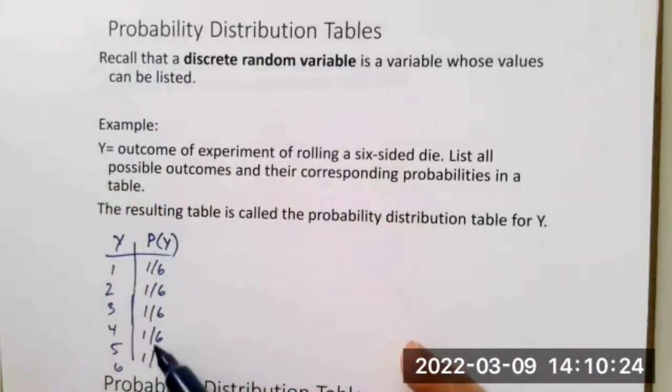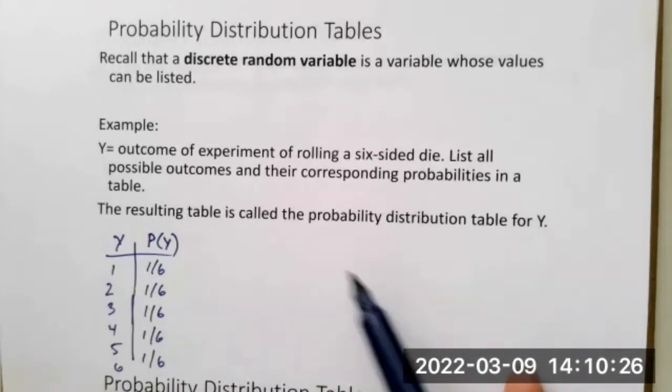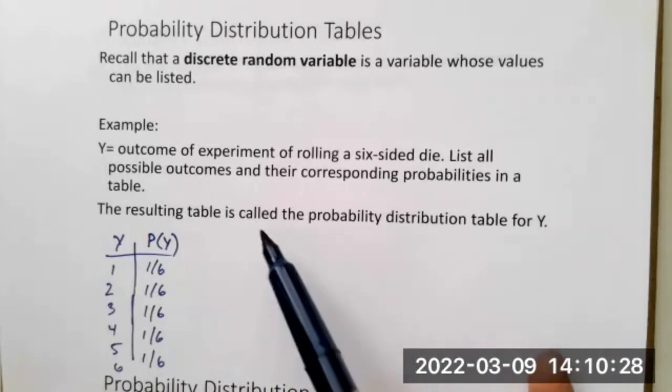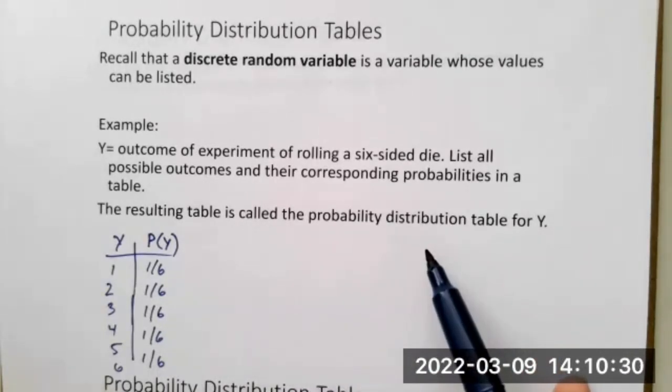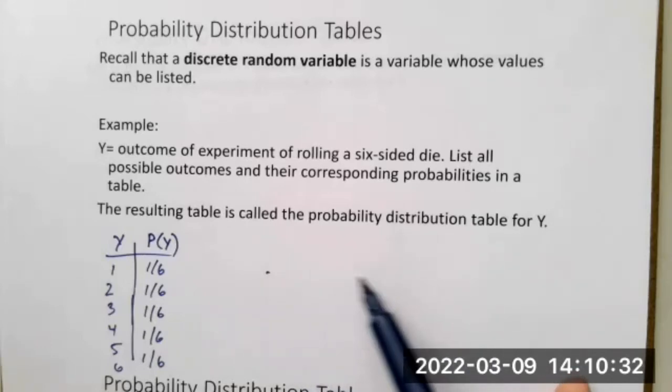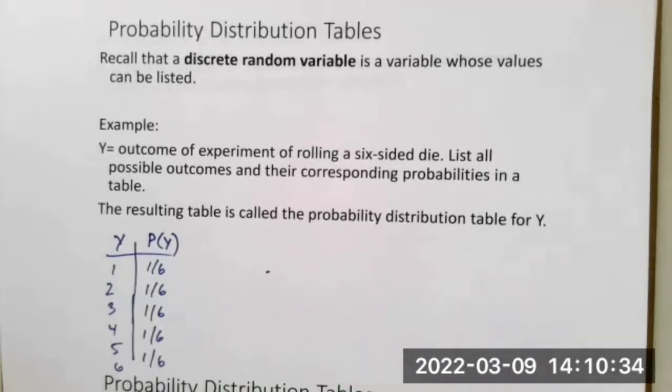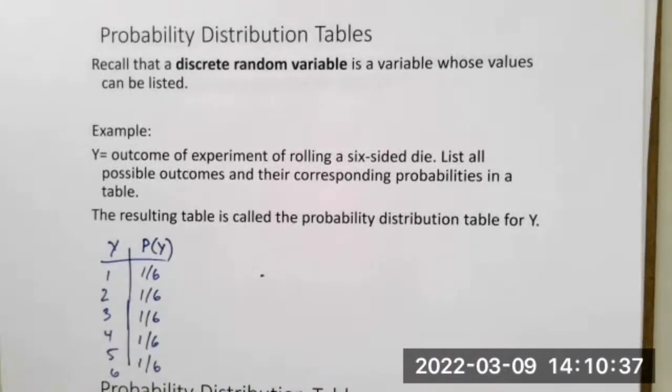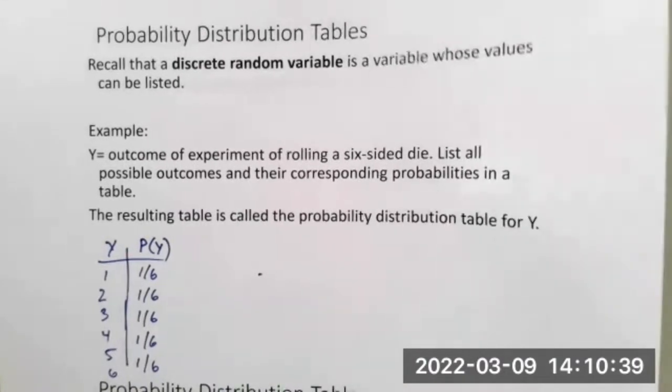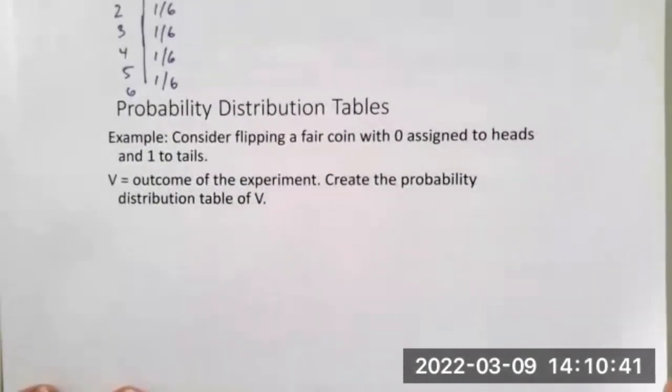They don't have to be vertical, they could be horizontal, where the first row would be your variable Y, and your second row will be the probability of that variable. So either way. Okay, let's take a look at the next example.